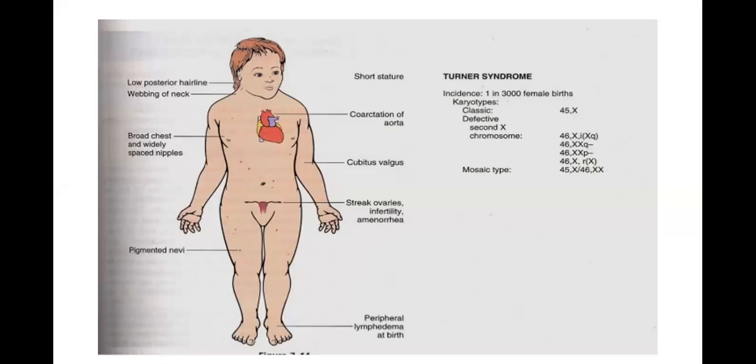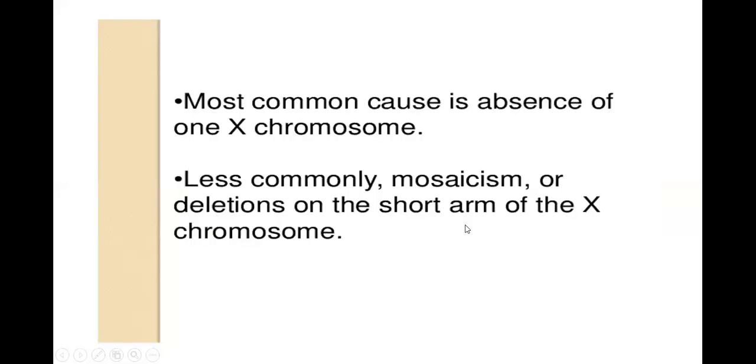Peripheral lymphedema at birth is present. Ovaries are just streaks, and infertility and amenorrhea are present. Cubitus valgus, coarctation of the aorta, and short stature are seen in Turner syndrome, and it is because of the loss of one X chromosome, or loss of only the short arm of the X chromosome.